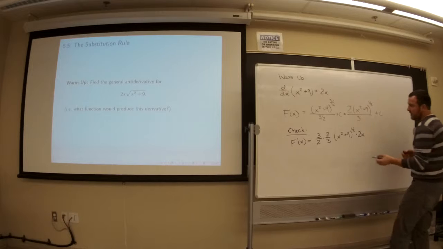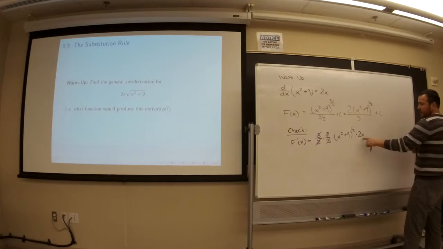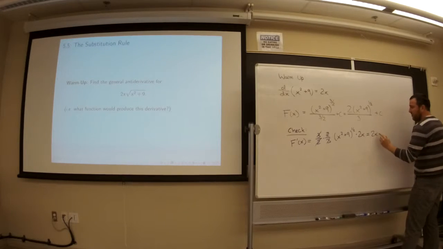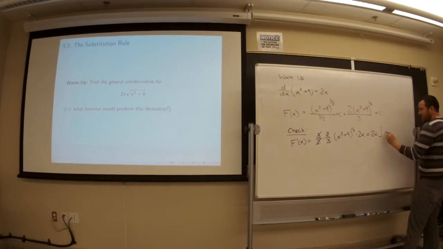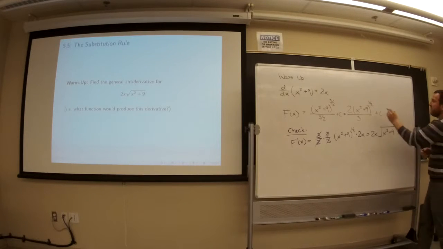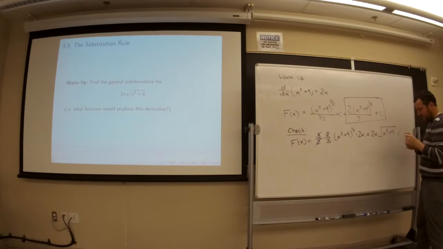So just cleaning all this up, all of those factors will cancel. We can write this 2x out front, that looks a little bit better. So it'll be 2x times the square root, the half power, of x squared plus 9, which is exactly what we started with, what we wanted to find the antiderivative for. So this looks like our general antiderivative.